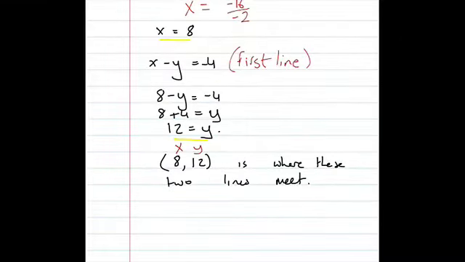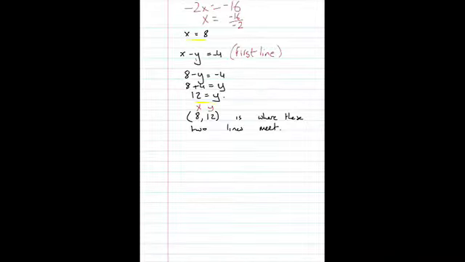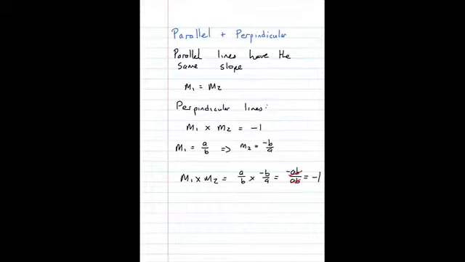So where do they meet? Where do the lines intersect or meet? At the point (8, 12). And 8 comes from the x, which we found up here, and 12 comes from the y. Any questions? Emma? No? Move on? We're nearly there now, I think.